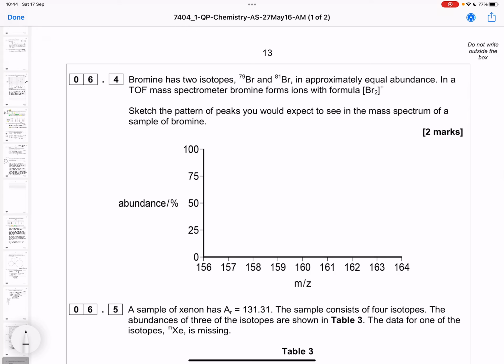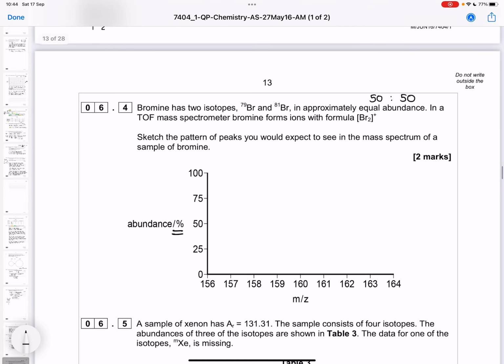Then we've been asked: bromine has two isotopes, 79 and 81, and they're in equal abundance. So if our abundance is in percentages and these are in equal abundance, then there would be 50% of each one. Bromine forms ions with the formula Br2+. Sketch a pattern of the peaks you would expect in the mass spectrum of a sample of bromine.